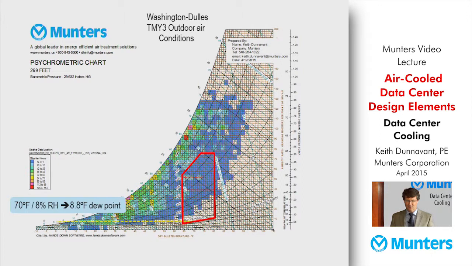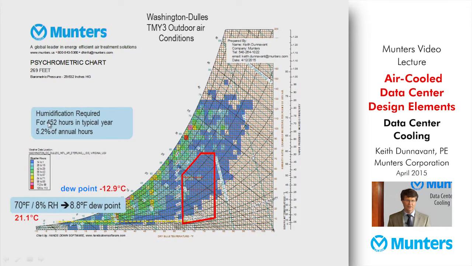So let's start out with this new change of 8% RH. You might think that perhaps that may not require any more humidification, but you would be incorrect with that assumption. If we take the middle ground of dry bulb temperature of 70 degrees Fahrenheit and match that up to your 8% relative humidity, that's a dew point of about 8.8 in this Dulles environment. And that is going to result in 452 hours a year where the dew point is actually below that.